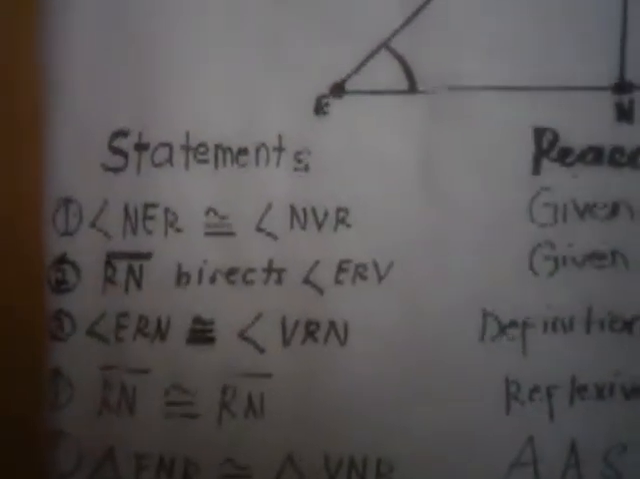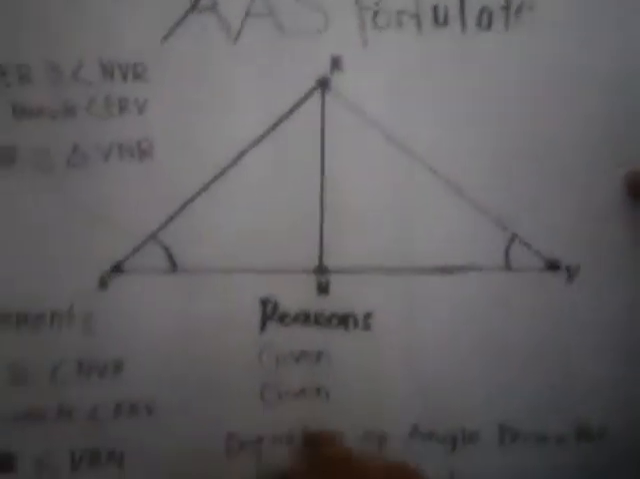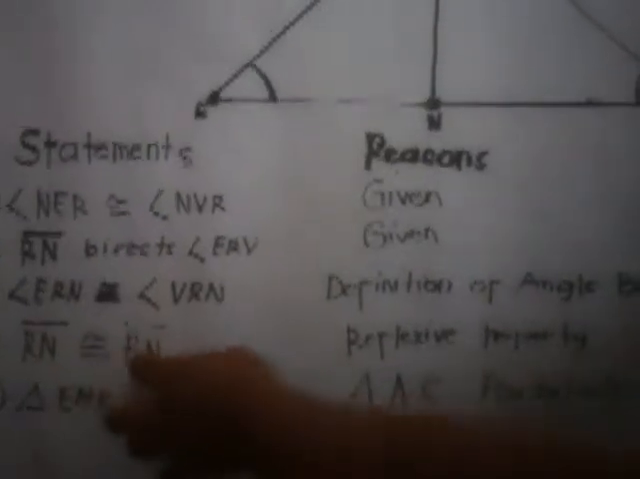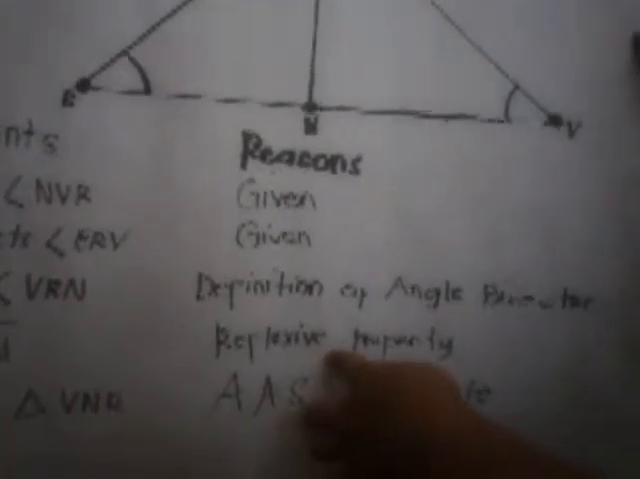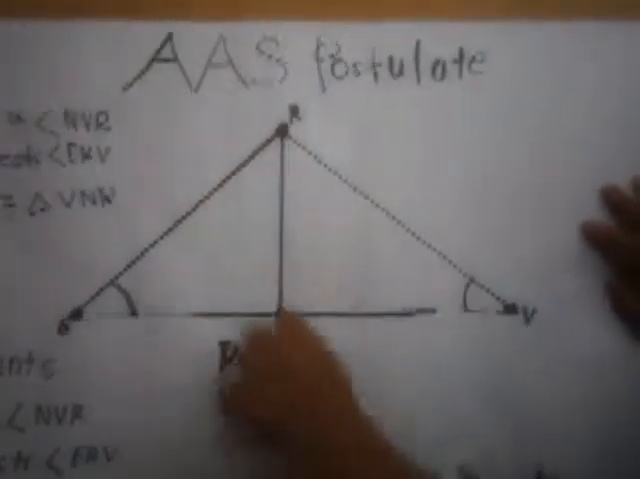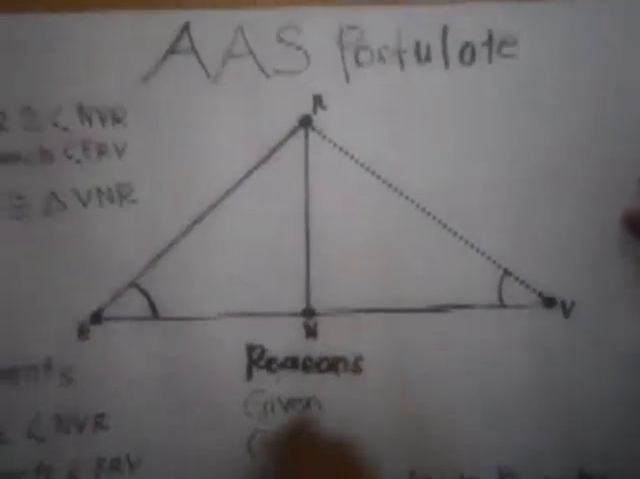So, mao ni siya kaning ERN then VRN. Congruent man sila, di ba? So, mao to definition of angle bisector. So, next is the line RN is congruent to line RN by the reflexive property. So, kani siya reflexive. So, reflexive, di ba? Kung unsa siya sa imong kinunhan, equal ra jud siya sa imong sunod. Then, ani na ta sa atong last.